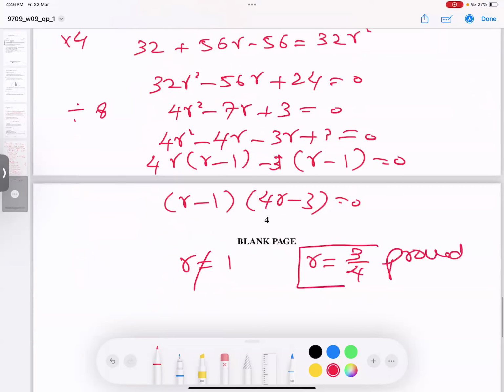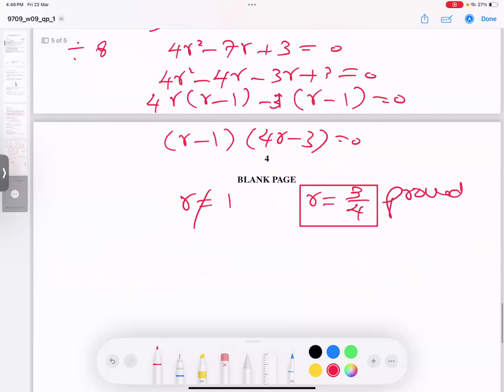So let me tell you why not 1. The logic: if you have a 2 and multiply by 1, I got 2. Multiply by 1, I got 2. So a GP cannot proceed if r is 1. Make sure if r is 1, we cannot make a geometrical progression. Why? Because a into r, I cannot proceed.